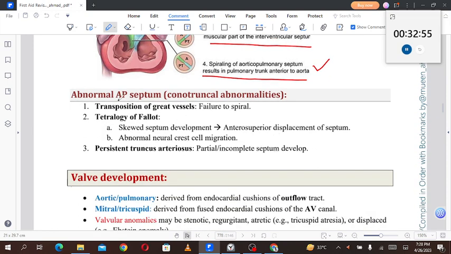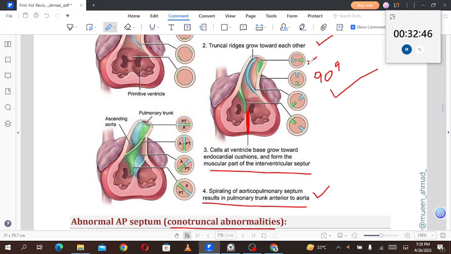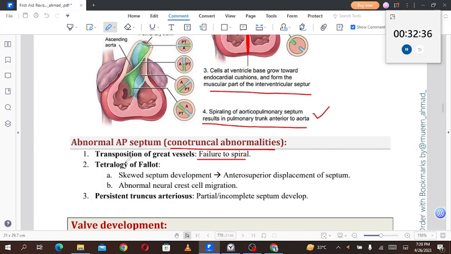Abnormal aorticopulmonary septum is called conotruncal abnormalities. It can result in transposition of great vessels, which is failure to spiral, which means that septation is complete, but these arteries did not spiral properly. That is, the pulmonary artery is connected with the left ventricle, and the aorta is connected to the right ventricle. Tetralogy of Fallot: skewed septum development, anteroposterior displacement of the septum, and abnormal neural crest cell migration. Persistent truncus arteriosus: partial incomplete septum development.